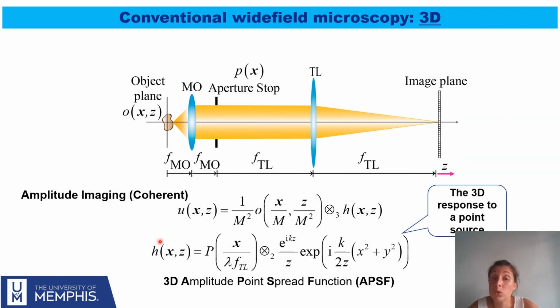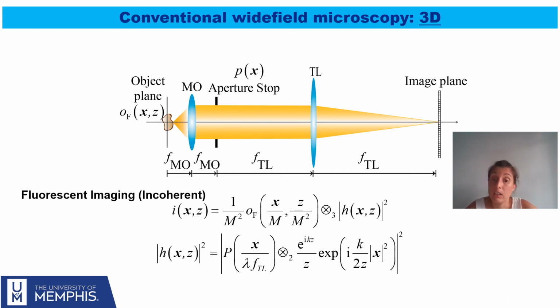And if we want to do 3D imaging, so now our object has a 3D extension, we're going to have the 3D convolution of the 3D object, where the lateral magnification is different in X and Z. So in the Z axis we have M squared, and then the 3D response of a point source, which is just the scaled version of the Fourier transform of the pupil convolved with the free propagation impulse response of the system. This is what we're going to call the 3D amplitude point spread function.